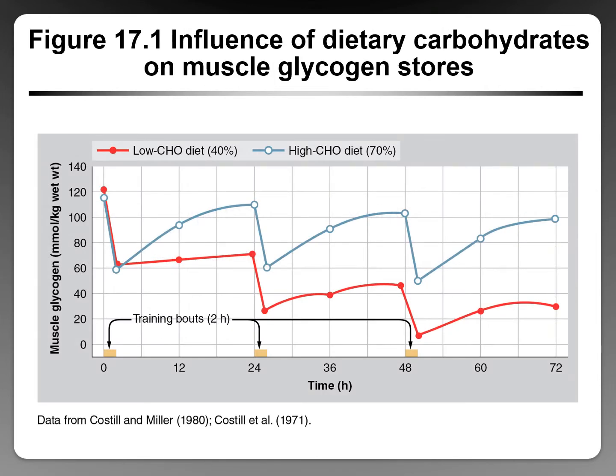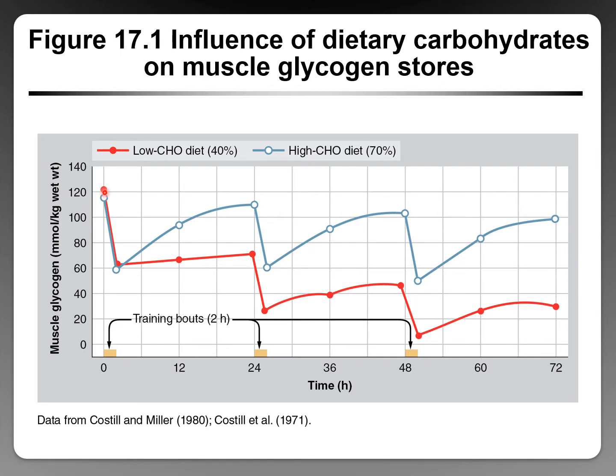This figure, we're looking at the influence of dietary carbohydrates on muscle glycogen storage. So if you can see on the x-axis, we've got training bouts that happen every 24 hours. So every day for 3 days, this individual was exercising for 2 hours, and there was a muscle biopsy or muscle glycogen levels were taken before and after exercise, and then at the 12-hour mark between exercise bouts. Notice that over a 3-day period with a low carbohydrate diet where they had only 40% of their calories coming from carbohydrates, they had significant reduction in their muscle glycogen levels.